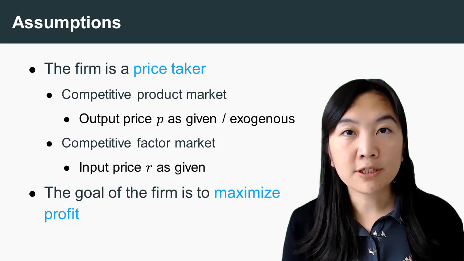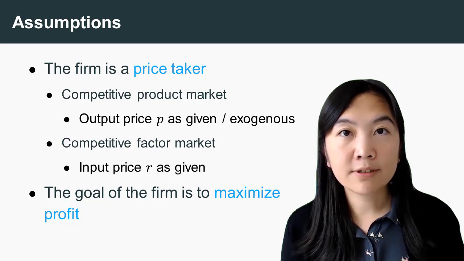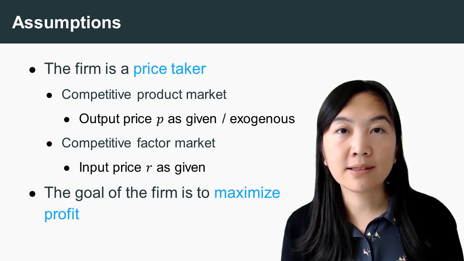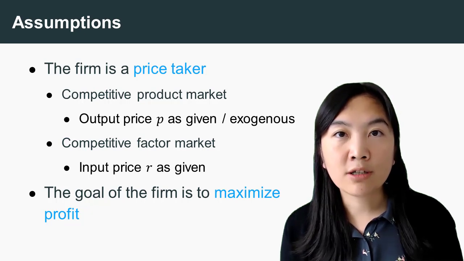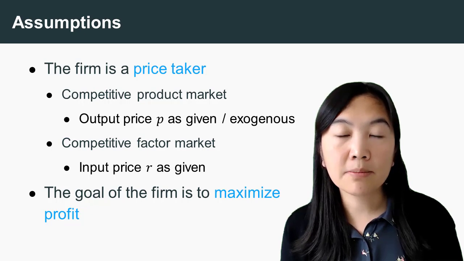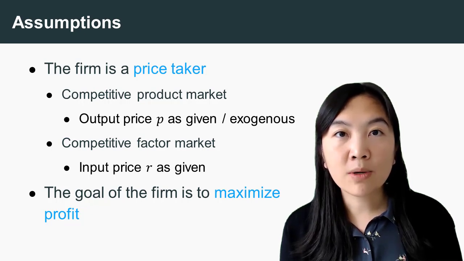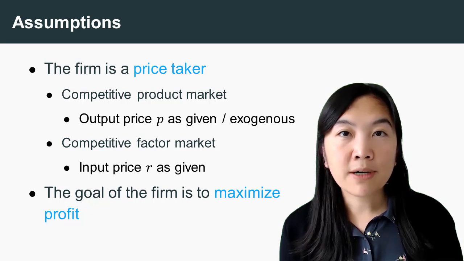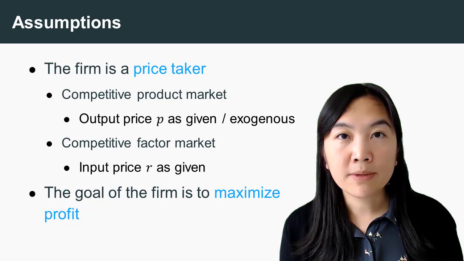So if the producer is a price taker for both the input market and the output market, then we say that the output price and the input price are both given, or exogenous, meaning that the farmer will have no influence on those prices. Then you will later find out that the output price and input price, at least for this lecture, will be constant.